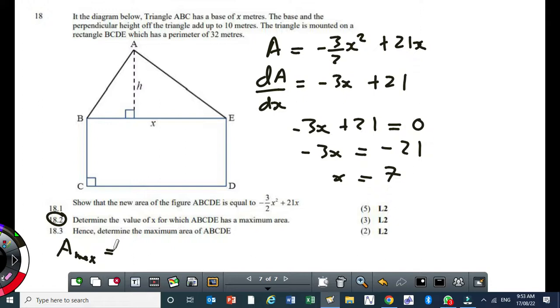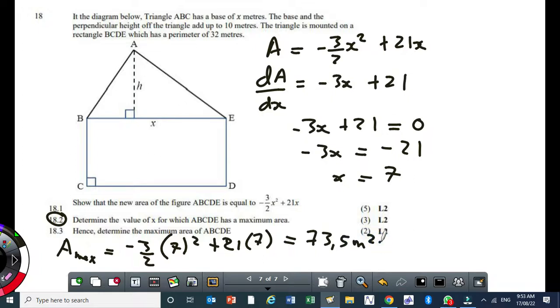So our maximum area, I'll just substitute there, will be minus 3 over 2 times 7 squared, plus 21 times 7. Can someone just simplify for me? 73.5. 73.5 square meters. That will be the maximum area. So the x value you got in the previous question, you use it.